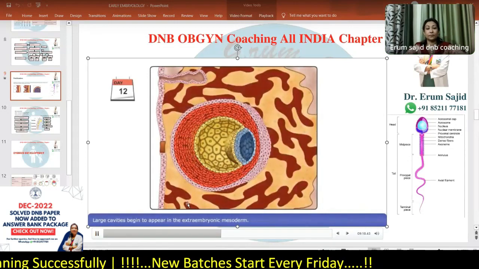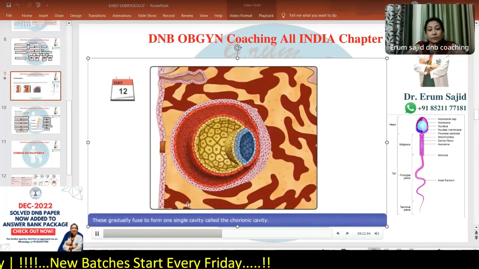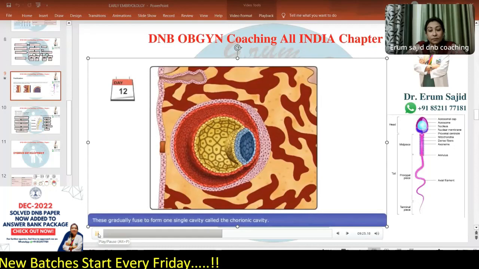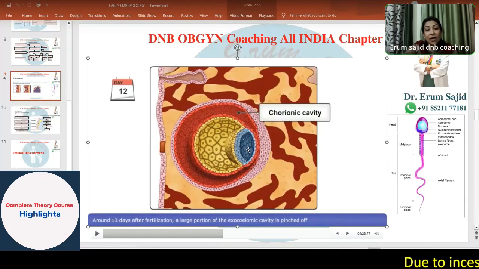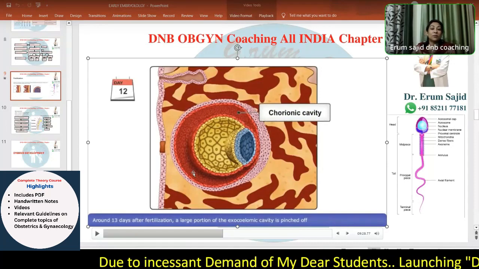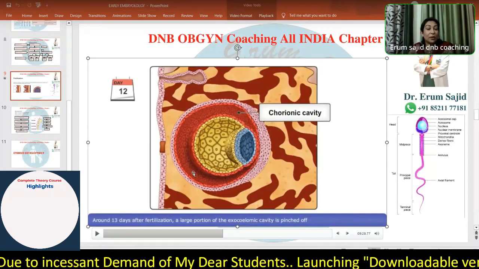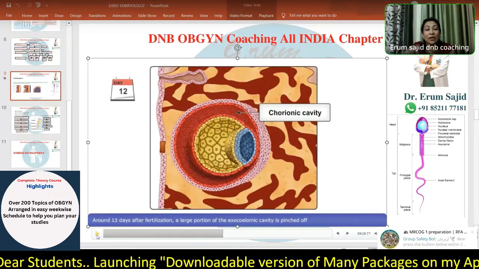Large cavities begin to appear in the extraembryonic mesoderm. These gradually fuse to form one single cavity, called the chorionic cavity. Now this again forms a cavity, now it's called the chorionic cavity. So here we have the amniotic cavity, the blue one. Here we have the chorionic cavity. So now you're trying to see that slowly things are getting to the present day fetus or embryo that you know of. So slowly these changes are making more sense.